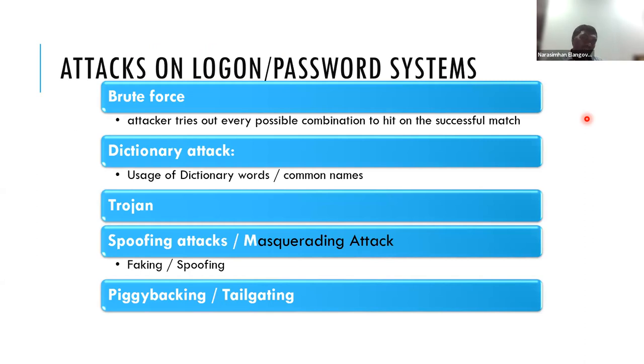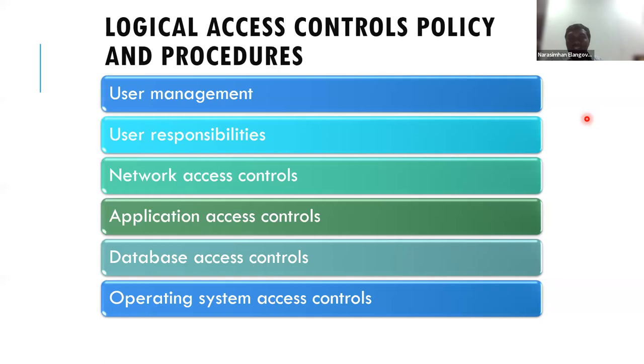So this could also be an examination question. Which of the following types of attack is a compromise using a password or an attack on the login password? They'll give you three options of this and a fourth something else, right? Now, what are the controls for this?